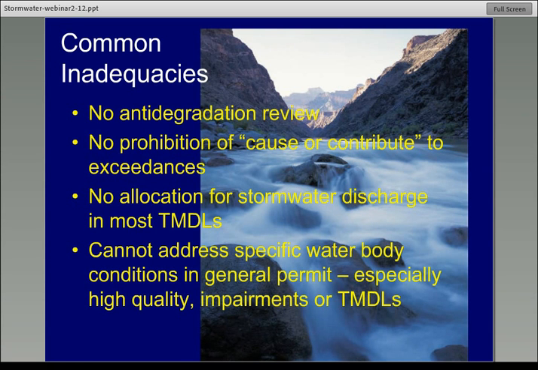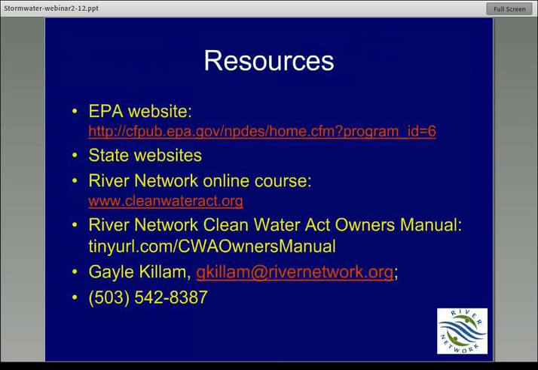There's inadequate connection to total maximum daily loads, where the stormwater specific contributions need to be highlighted. And the general permit in and of itself causes a lot of the challenges I've just mentioned. So where you can focus the state's attention on a particular site you're concerned about and have them direct it towards an individual permit, I would encourage it.